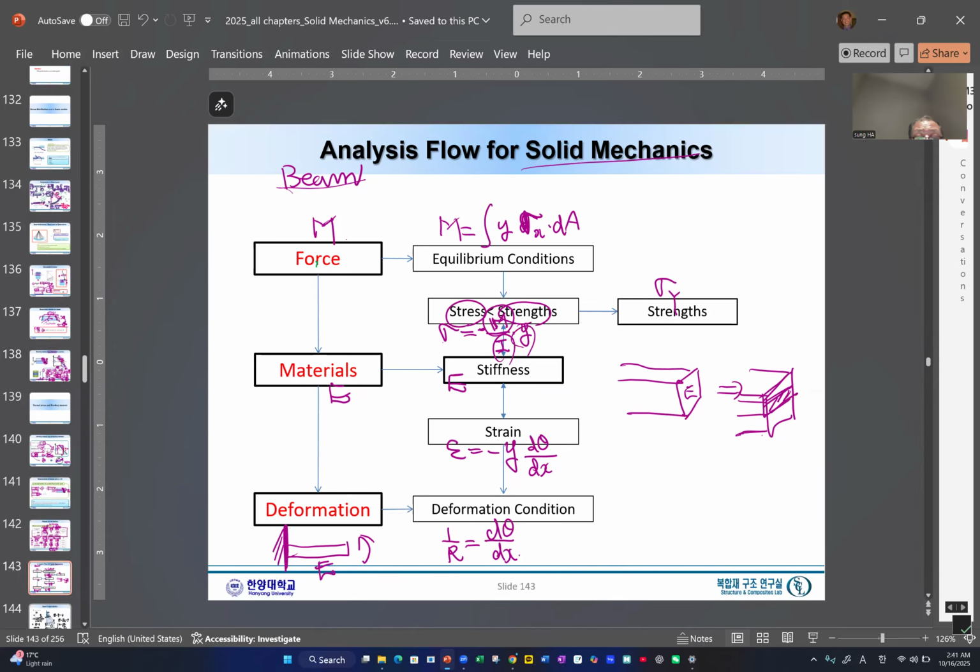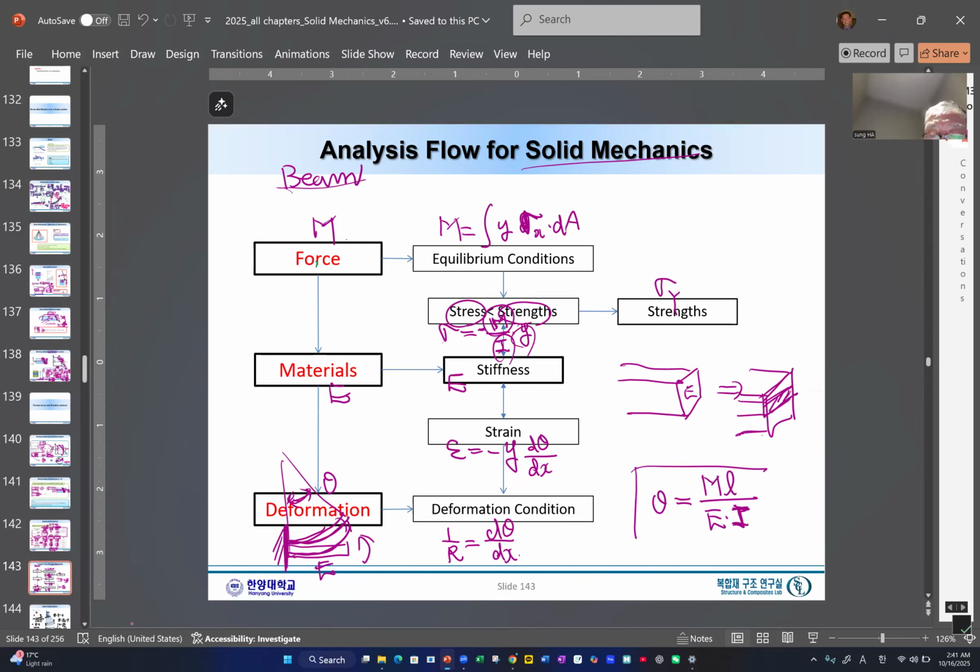Now, combining all these, the deformation here again, how much angle? This is the angle, right? How much you rotate? This is theta. So theta is what? Theta is simply moment times L over E and I. I is the moment of inertia. So this is the deformation.